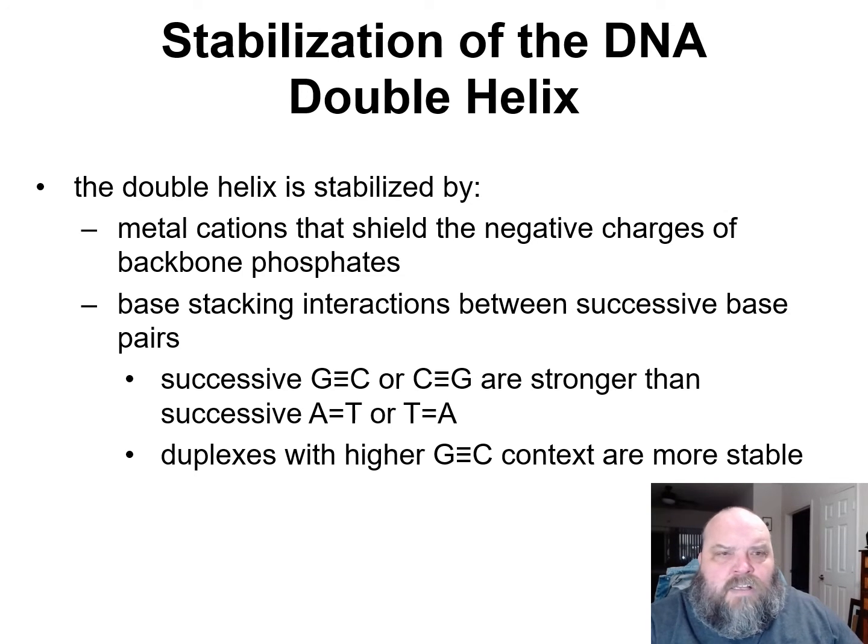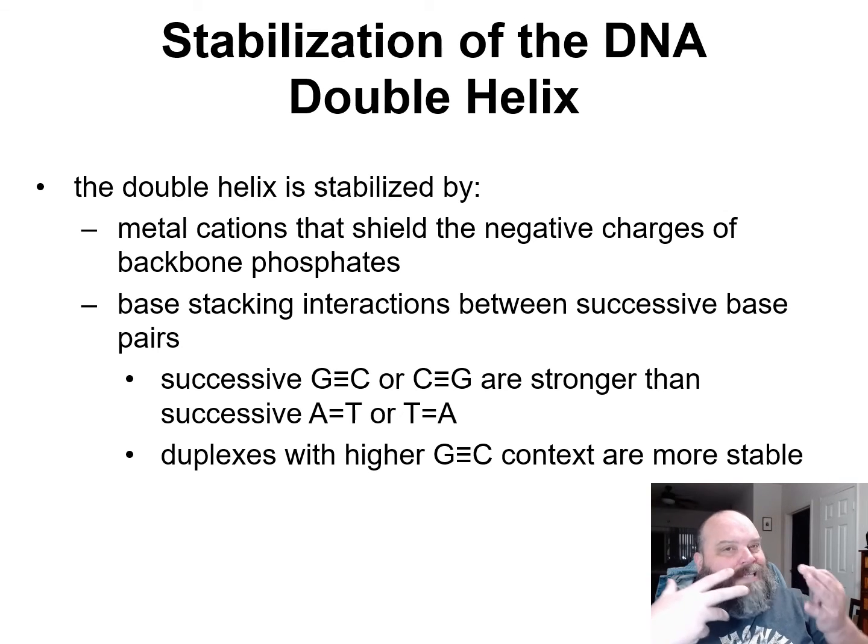It's the same sugar phosphate backbone. Why would it be harder? Why would it be more stable if the hydrogen bonding had nothing to do with it? So from a biologist standpoint, I don't agree with this.